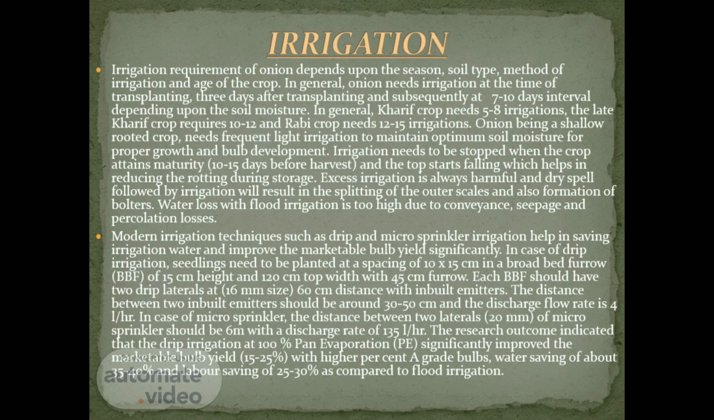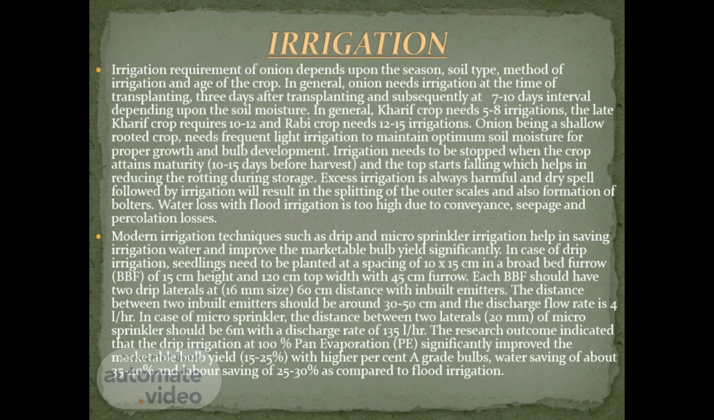Modern irrigation techniques such as drip and micro sprinkler irrigation help in saving irrigation water and improve the marketable bulb yield significantly. In case of drip irrigation, seedlings need to be planted at a spacing of 10 into 15 centimeter in a broad bed furrow of 15 centimeter height and 120 centimeter top width with 45 centimeter furrow. Each BBF should have 2 drip lateral at 60 centimeter distance with inbuilt emitters.